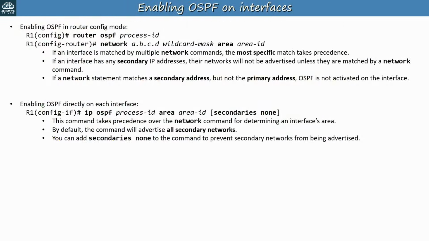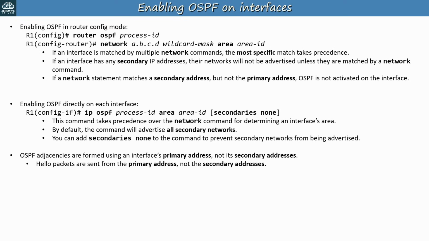Here are those points about enabling OSPF on interfaces we covered. I won't read them again, but I recommend taking notes. You should already know these commands from your CCNA studies, but hopefully you learned a couple of new points about how they work. And since we covered secondary addresses, note that OSPF adjacencies are formed using an interface's primary address, not its secondary addresses. That's because hello packets are sent from the primary address, not the secondary addresses. Secondary networks can be advertised in OSPF, but they are not used to form adjacencies. For the rest of this video, I removed those secondary addresses from the interfaces.